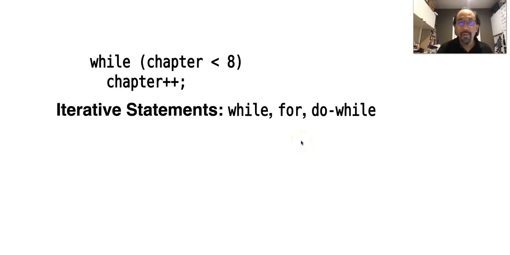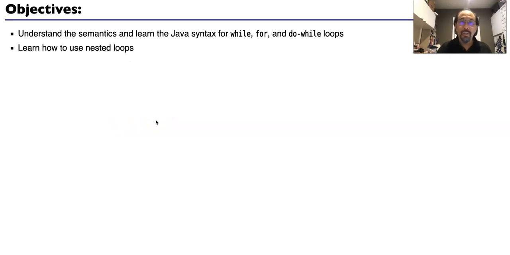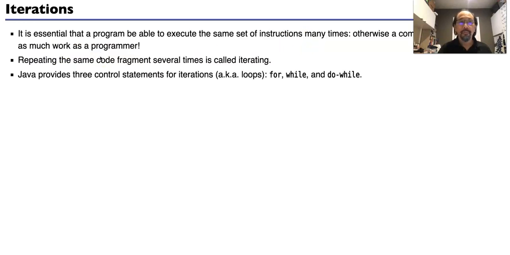Hello class, we're going to be going over chapter 8. This chapter covers the idea of iterative statements. So in Java, we're going to learn the three different ways of looping, of iterating: the while loop, the for loop, and the do while loop. And we're also going to talk about nested loops.